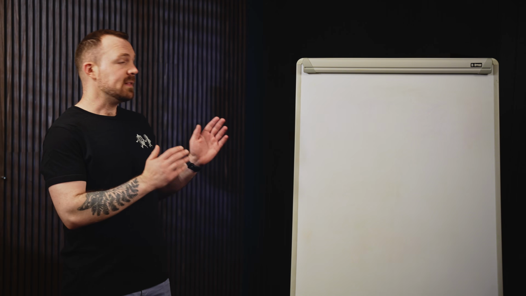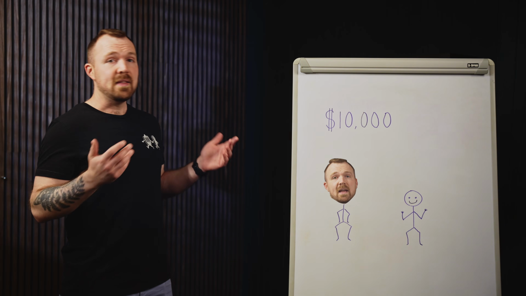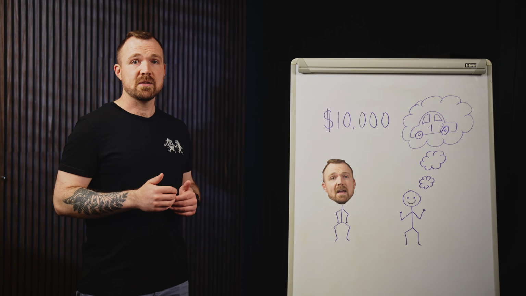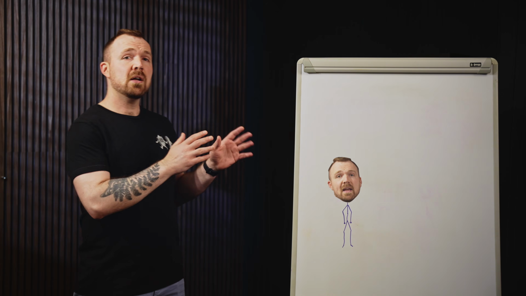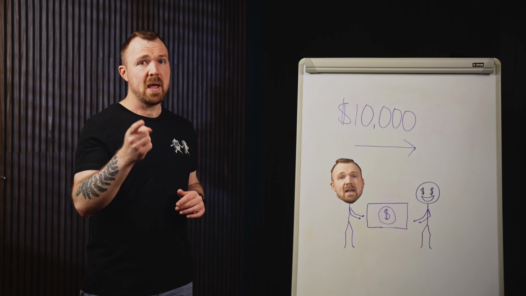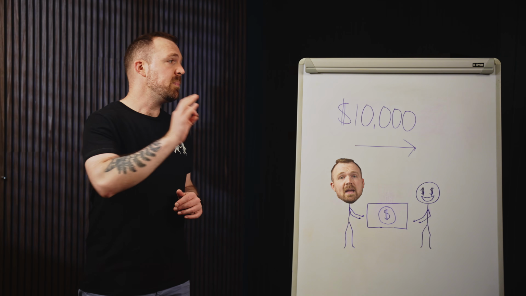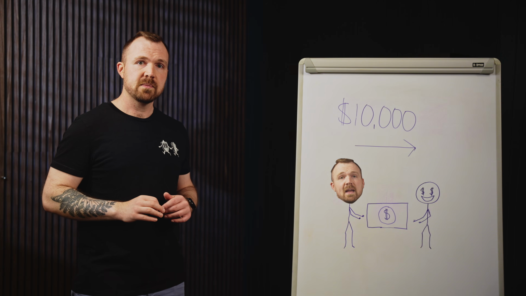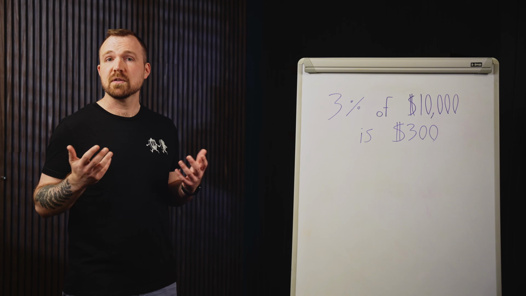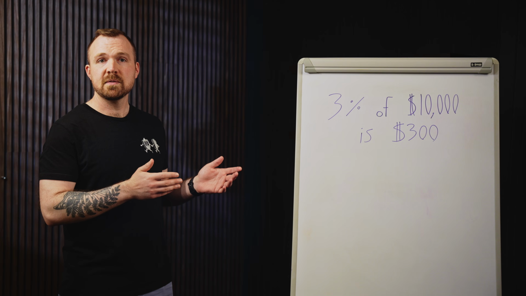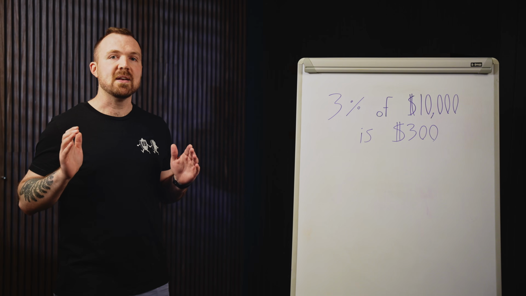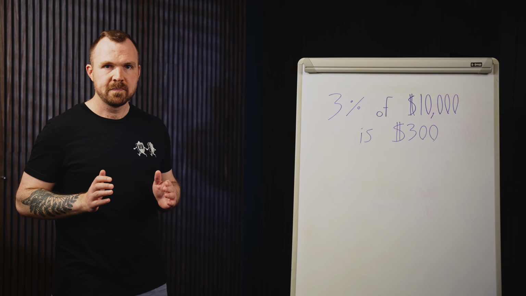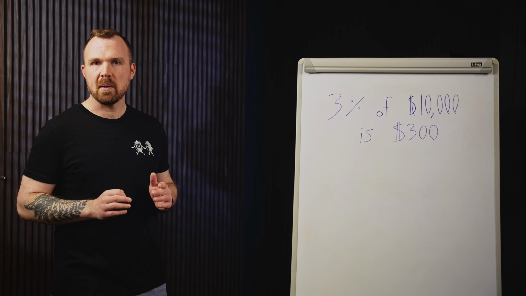Now I'm going to use an oversimplified example for the sake of a quick and easy explanation. Let's say I have $10,000 and this guy wants to buy a used car for $10,000, but he doesn't have the money. I can say, hey, I'll give you $10,000 if you agree to pay me back over 10 months plus an extra 3%. 3% of 10,000 is 300. This is the interest. This $300 is the money that I will make for parting with my $10,000 for 10 months. That's the cost of letting someone use my money.